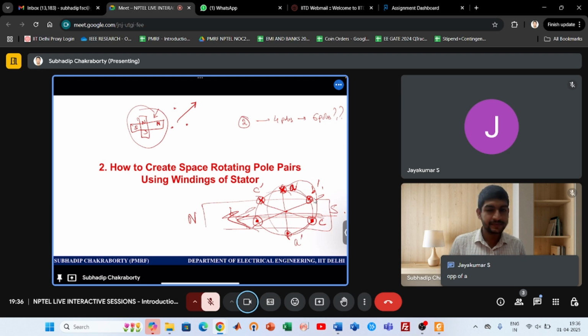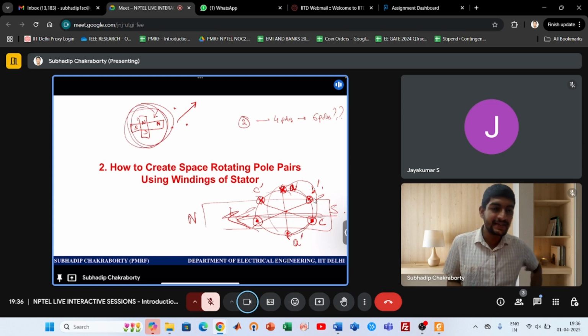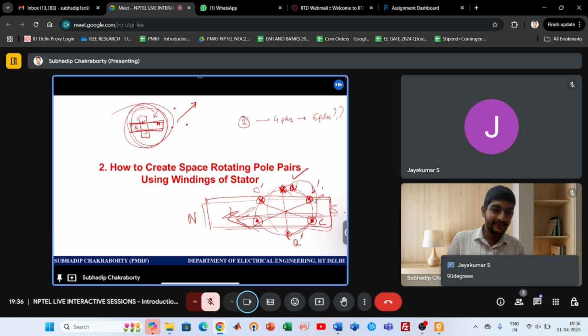Opposite of A, no. Not opposite of A. Opposite of A dash is sitting, right? Just see this diagram. Everything is hidden in this diagram. If A was here and the magnet was generated like this, where to place another AA1 so that a magnet is generated like this? Ah, correct. You got the answer, right?